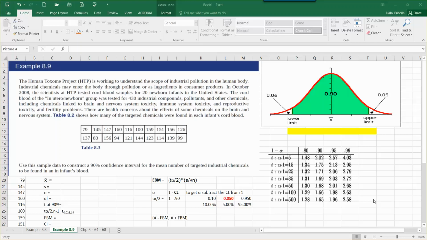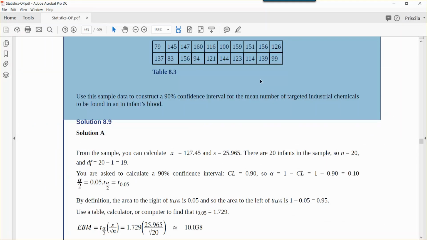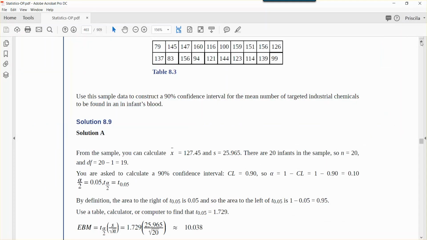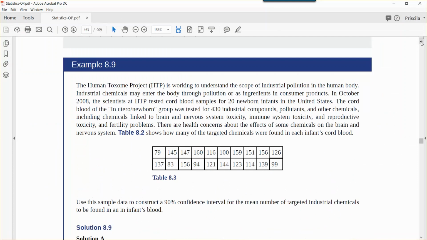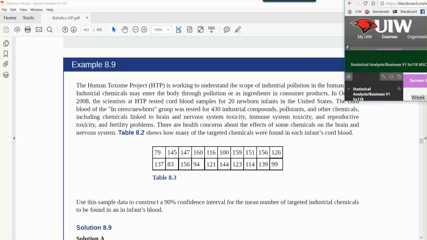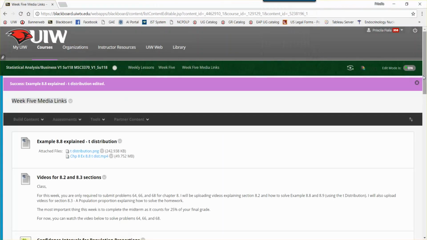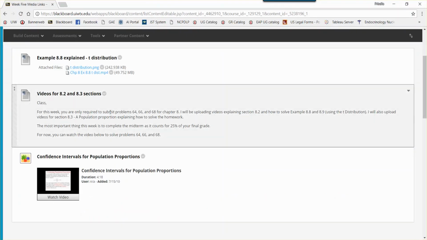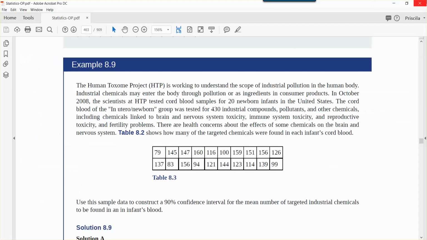Hello class, I just noticed that I mentioned I would go over example 8.9 as well. I was just going to present your homework, but since we really didn't do many of the T distribution, and I did mention on your class note that I would also go over example 8.9, that's what we're going to be doing right now.